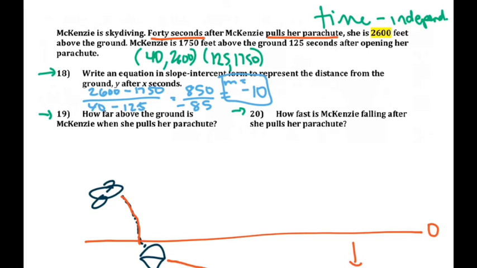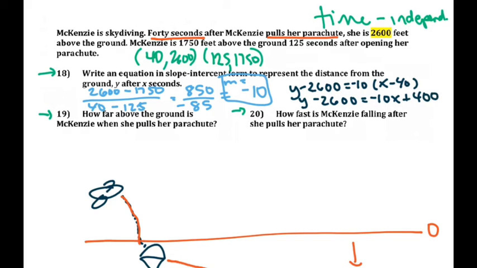And then to use point-slope form, I'm going to just choose one of my points. So y minus 2600 equals negative 10 times x minus 40. So I'm going to simplify that. Watch your signs. I'm going to add 2600 to both sides. So y equals negative 10x plus 3000. Okay, that's my equation. That's the answer to number 18.